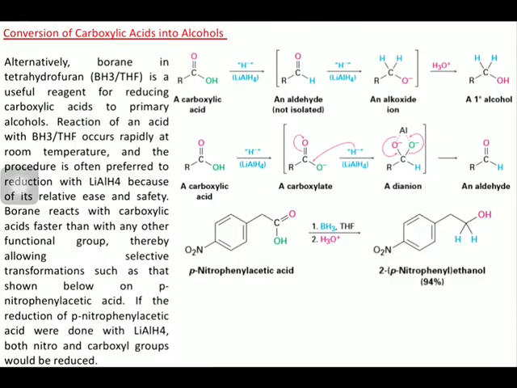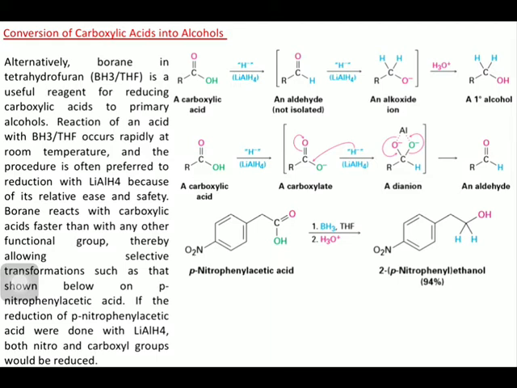Now another one is the conversion of carboxylic acid into alcohol. As we know, there are a lot of reduction reagents, like hydrogenation using platinum or nickel, or using lithium aluminum hydride, or using borohydride, or sodium borohydride, or sodium cyanoborohydride, all these reagents. There are some features for each of these.